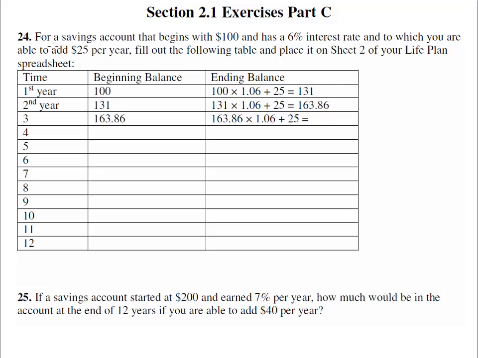Number 24. For a savings account that begins with $100 and has a 6% interest rate, and to which you are able to add $25 per year, fill out the following table and place it on sheet 2. So we're going to be on that same sheet of the life plan spreadsheet. Here we have the same table, first year, second year, third year, all the way down to 12. Here's our beginning balance of $100. That was the exact same thing. And then it says we're going to have 6% interest.